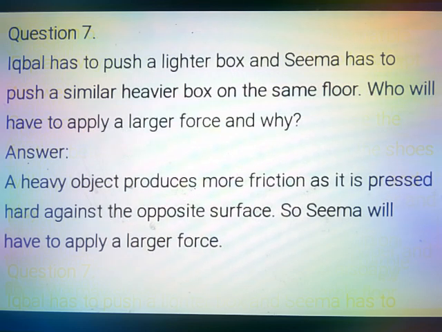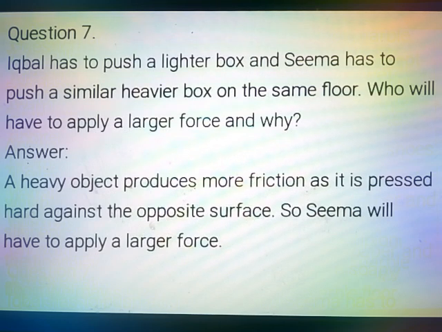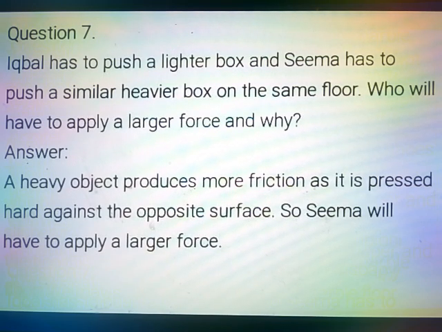Question number 7. Iqbal has to push a lighter box and Seema has to push a similar heavier box on the same floor. Who will have to apply a larger force and why? Answer: a heavy object produces more friction as it is pressed hard against the opposite surface. So Seema will have to apply a larger force.